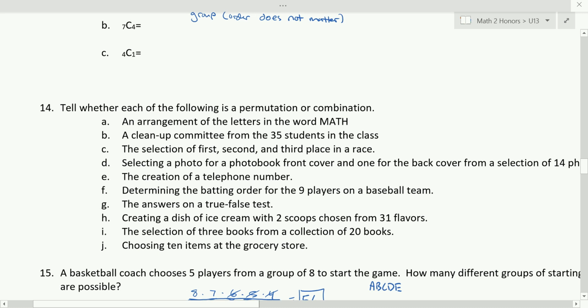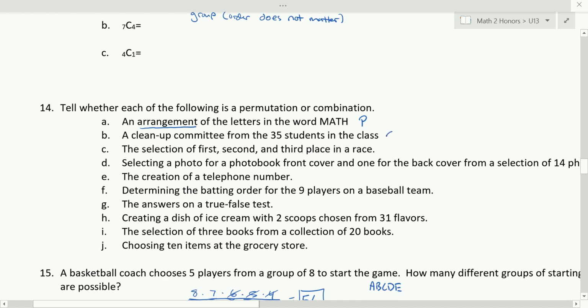So permutation or combination. An arrangement of letters in the word math. What's a permutation? Yeah, and what definition did I give you of permutation? It's an arrangement. So if you see the word arrangement, you're going to say it's a what? Permutation. I'm going to put P for permutation, okay? A cleanup committee from 35 students in the class. Is that a permutation? Is that an arrangement? Or is it a combination of group? It's a combination. So I'm going to underline the words that kind of give it away. So arrangement gave it away. That's a permutation.